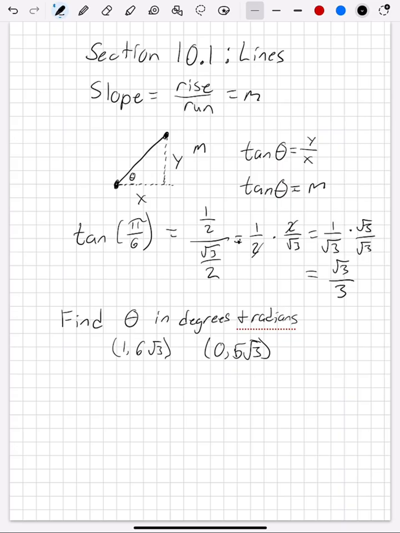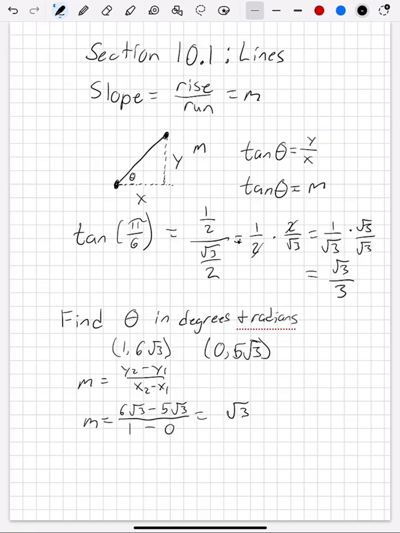All right. So the first thing that I need to figure out is my slope. I calculate slope by doing y2 minus y1 over x2 minus x1. So m would be equal to 6 square roots of 3 minus 5 square roots of 3, just to keep our signs a little more simple, over 1 minus 0. So I'm left with a square root of 3. Okay, so I have a line that has a slope of the square root of 3.